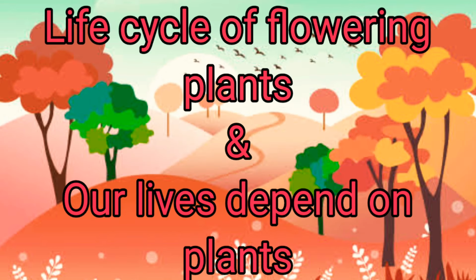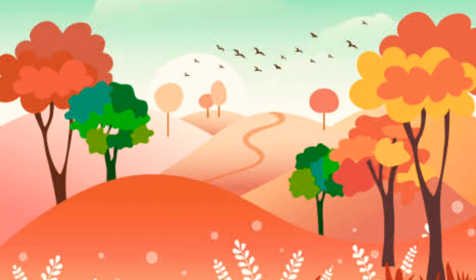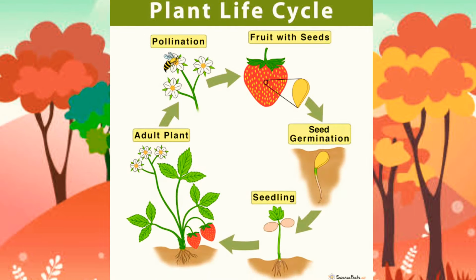Our lesson for today is all about the life cycle of flowering plants, and our lives depend on plants. This is the plant life cycle. But what is a plant life cycle? Plants have a life cycle just like humans and other animals. The life cycle of a plant describes the different stages of the plant, from the beginning of its life until the end, which is from seed to mature plant.